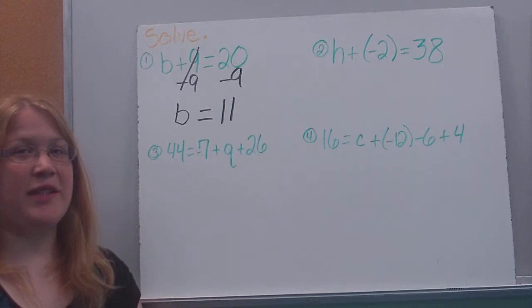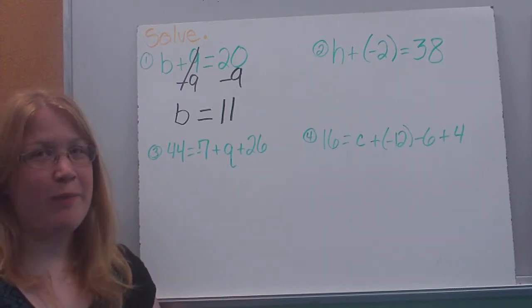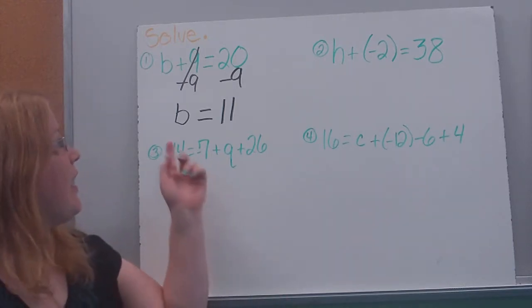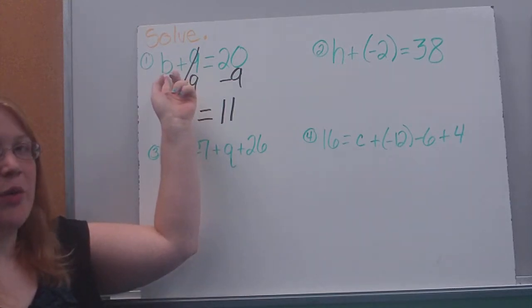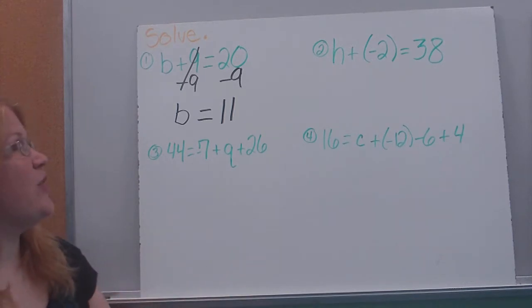Now, the joy of equations is you don't have to wonder if you're right. You can go back and make sure you're right. If b is equal to 11, that means if I plug this number into my original equation and solve it, it should give me a true statement.